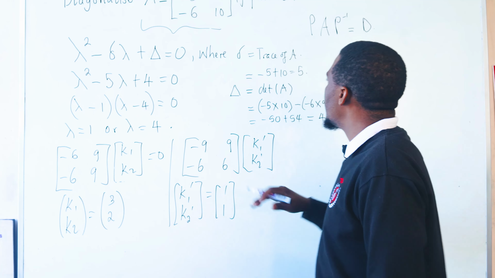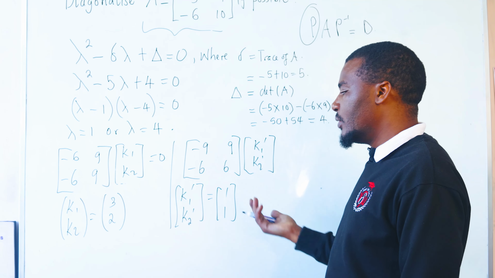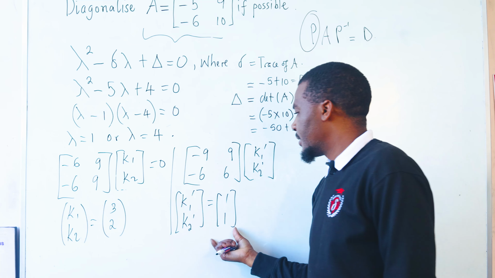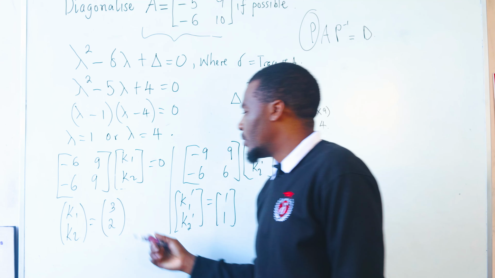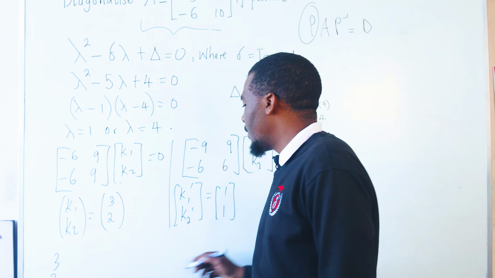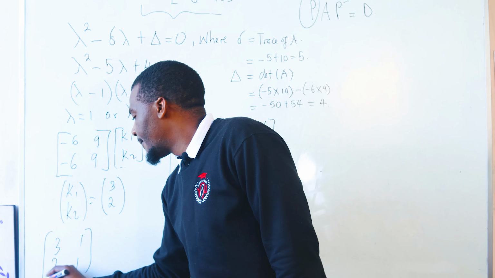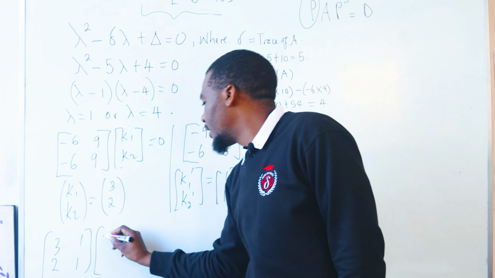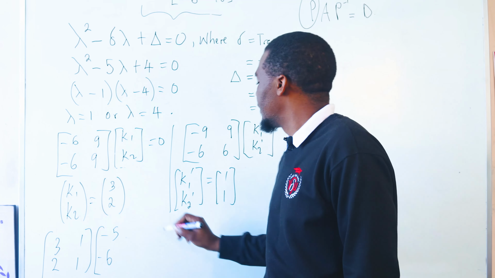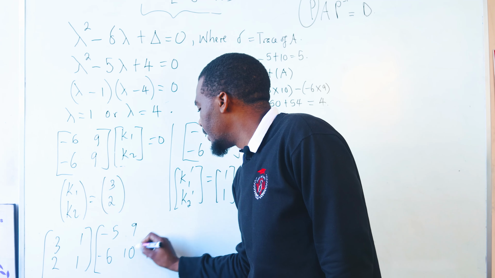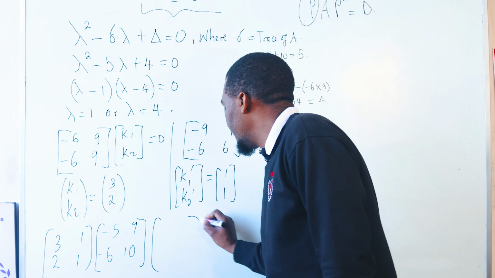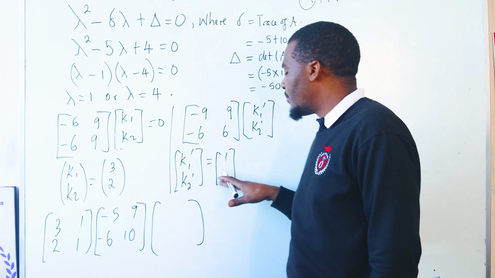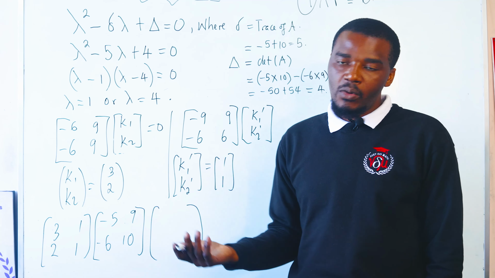From there, we now need to form that matrix P. So who is going to be matrix P? Matrix P is formed by combining the columns of these eigenvectors. So we're going to get 3, 2, and here we're also going to get 1, 1. And then we multiply that by A. Who is A? A is this matrix that we have here, which is minus 5, minus 6, and we also have 10, 9. Here we multiply by the inverse of this matrix P that we have formed by combining the columns of the eigenvectors. So what are we going to get?